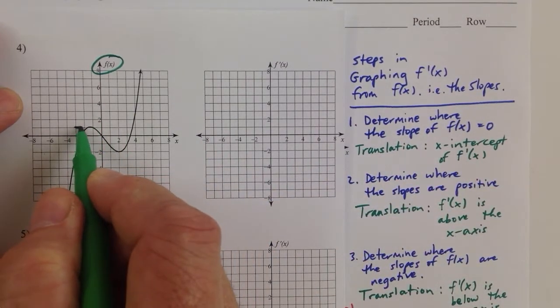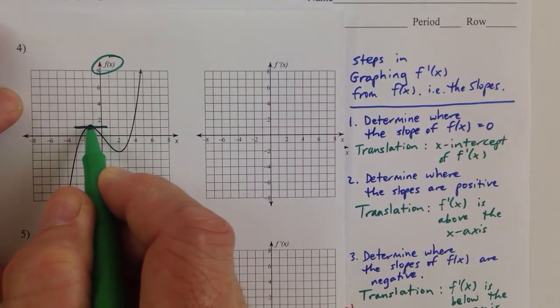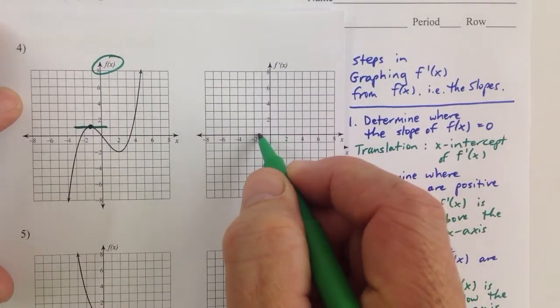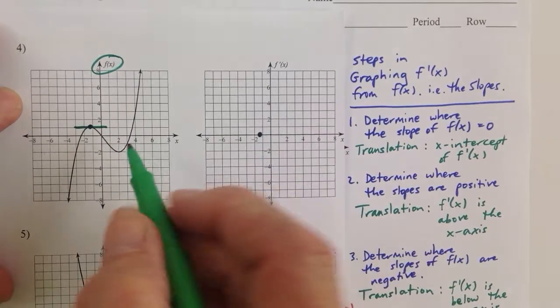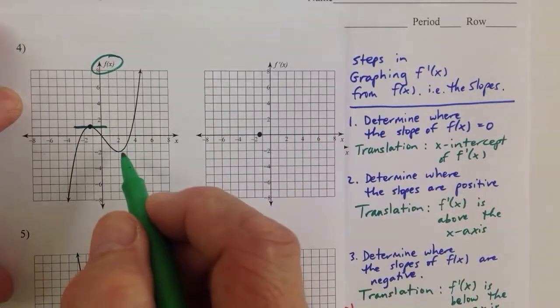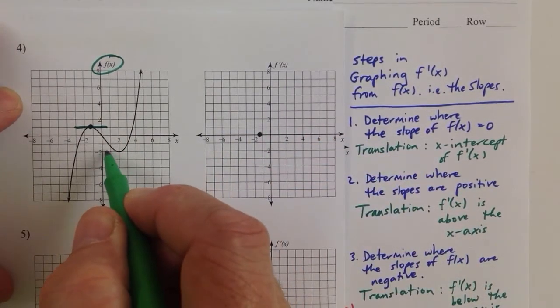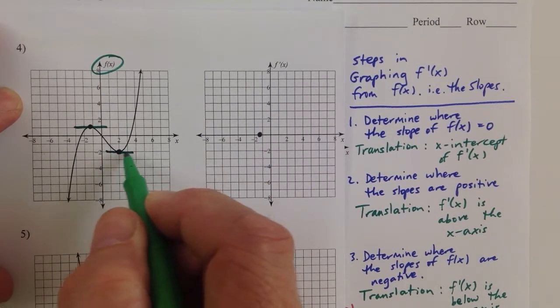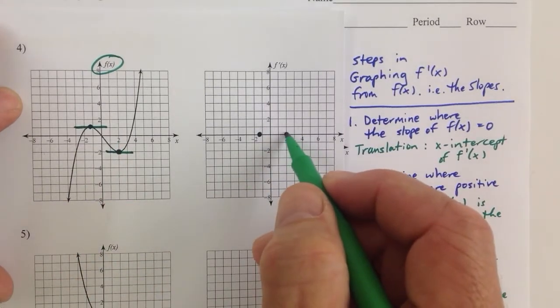So we draw a horizontal tangent line, estimate that to be about negative 1.2. So at negative 1.2, we have an x-intercept on the graph of f prime. And then it looks like we have another x-intercept on f prime, a tangent line that has a slope of 0 right here when x is equal to 2.